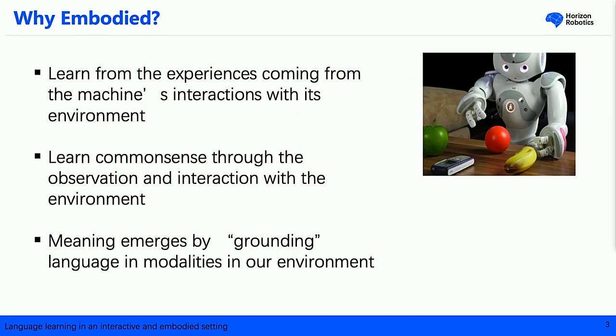And why do we want the learning to be embodied? For embodied learning, the learning experience comes from the machine's own physical interaction with its environment. By actually doing things and observing their effects, the machine will be able to learn lots of common sense knowledge from its environment. And this kind of common sense knowledge is typically very hard to capture by rules or by a static data set.